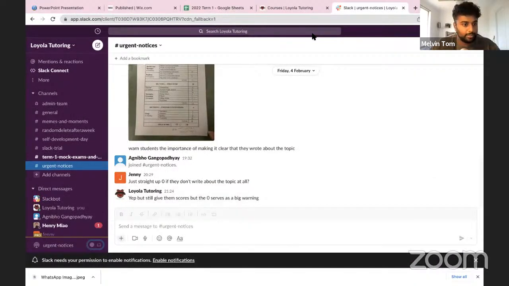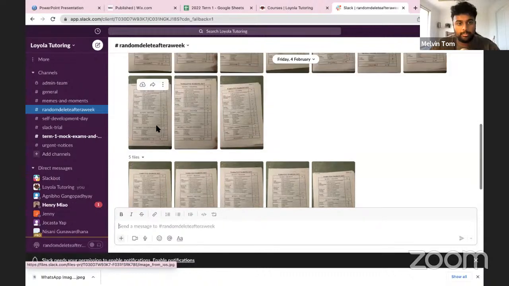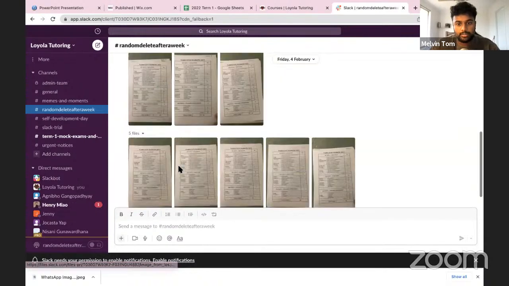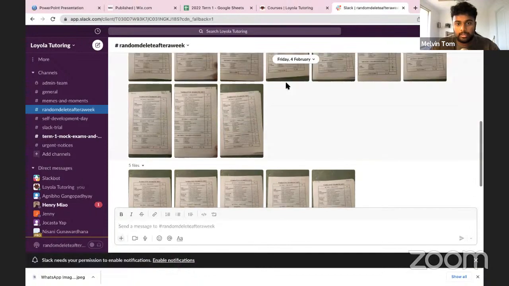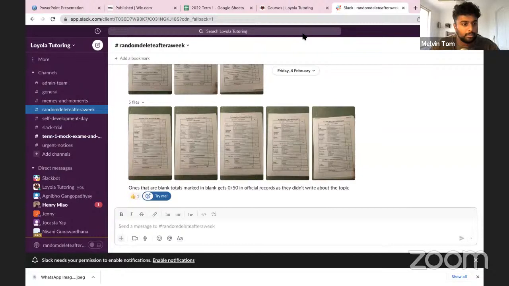But what I wanted to show you was the horror story. Let me find my chat with Jenny. Oh, it's not here. General. Admin team. Nope. Random, delete after a week. Okay. So the Nolomara kids, as you can see, all your papers have been marked. These are the marked ones that I just sent to Jenny. Maybe she didn't see them, but I want to show you guys something really scary. It's not this. Oh, it's not there as well. It's here.